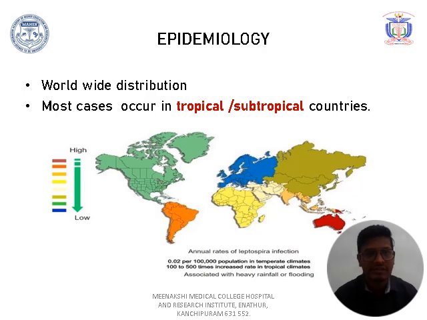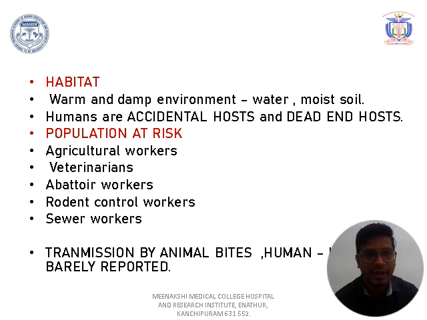Epidemiology-wise, it is worldwide in distribution. Most cases occur in tropical and subtropical countries. Habitat-wise, it is found in warm and damp environments, water and moist soil. Humans are the accidental host and dead-end host. Population at risk are agriculture workers, veterinarians, abattoir workers, rodent control workers, sewer workers. Transmission is by animal bites. Human-to-human transmission is barely reported.